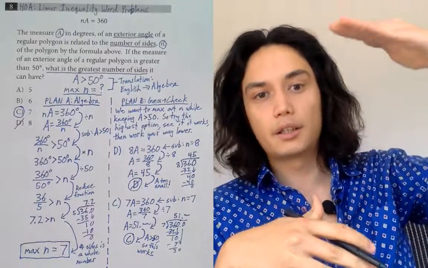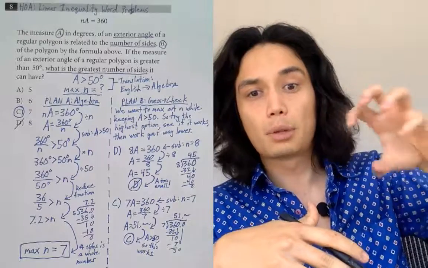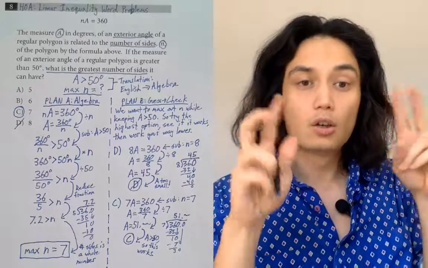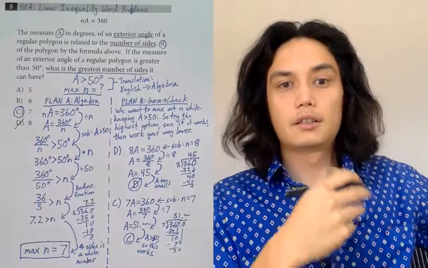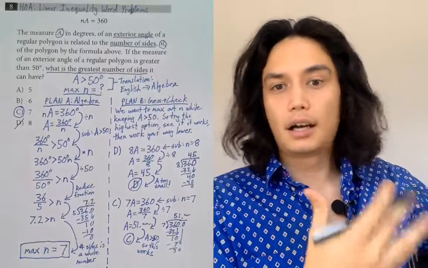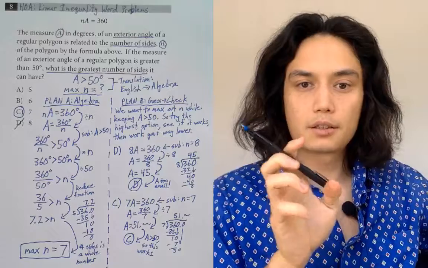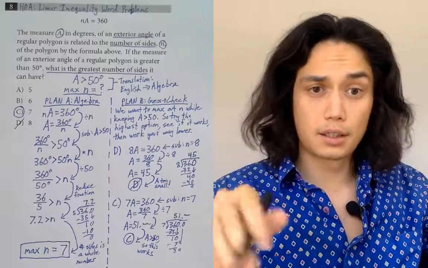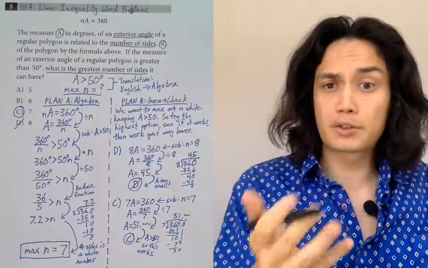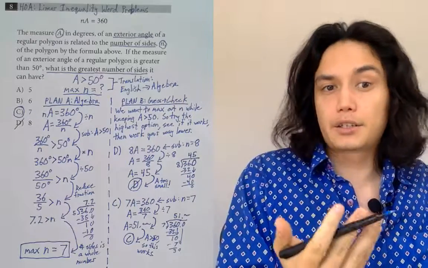We'll try the highest one, then the next highest, then the next highest, and pick the one that works first. And here, "works" means keeping A higher than 50. We're going to see what works and doesn't work means when we look at answer choices D and C. So here we're going to try answer choice D first because that's the highest potential value of n.